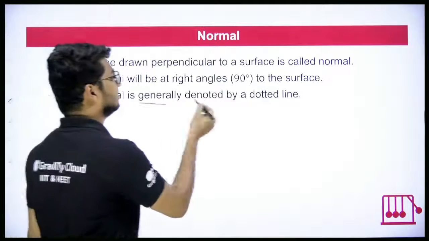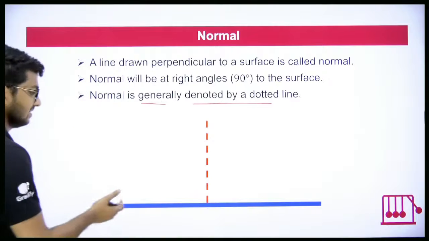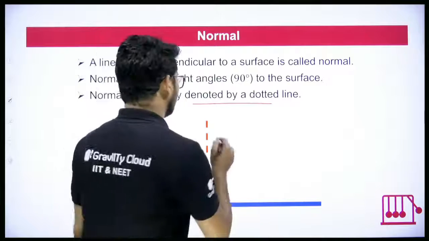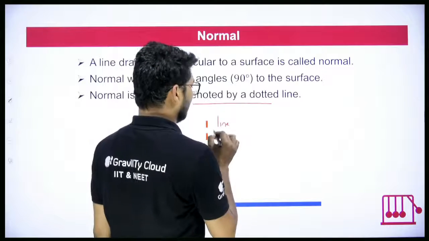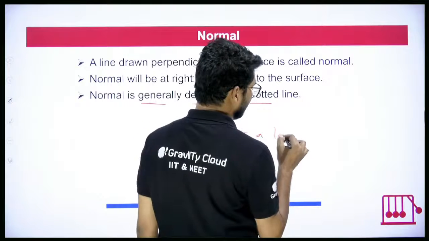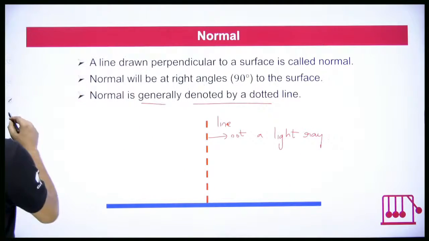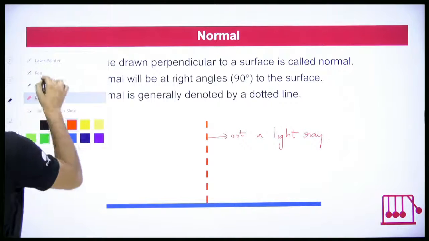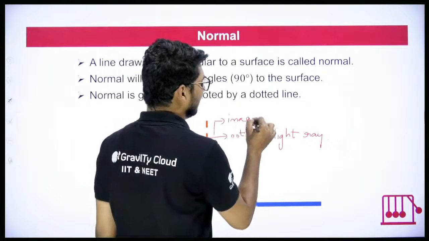And normal is generally denoted by a dotted line. So if this is a surface, for that we draw what? We draw a normal. So normal is just an imaginary line. It's a line, that's it. It has nothing to do with light. It is not a what? No, ray, not a light ray. It is not a light ray. Very important. Many get confused with this. Many think that normal is also what? Normal is also a light ray, but it is not. It is just an imaginary line.